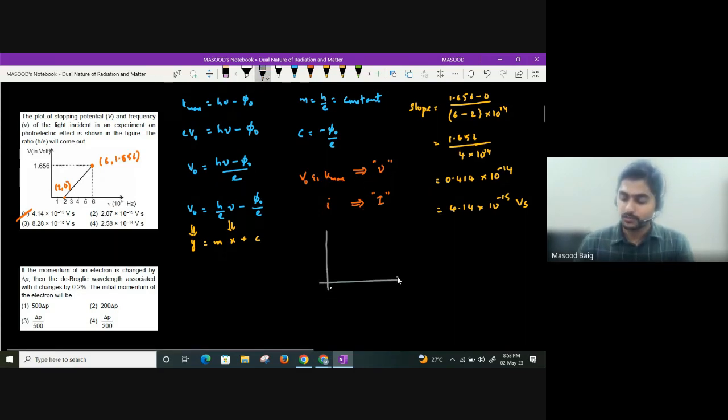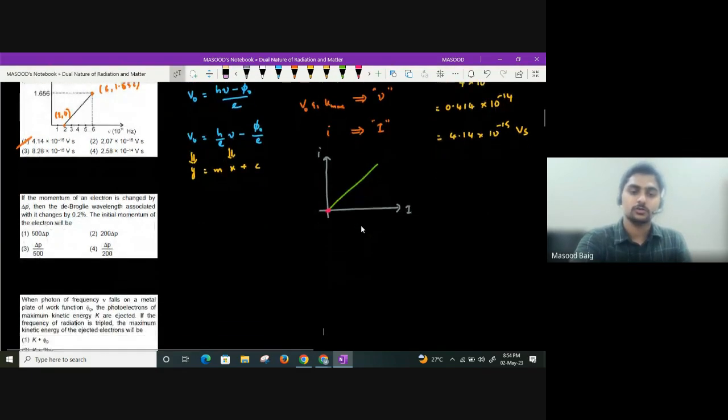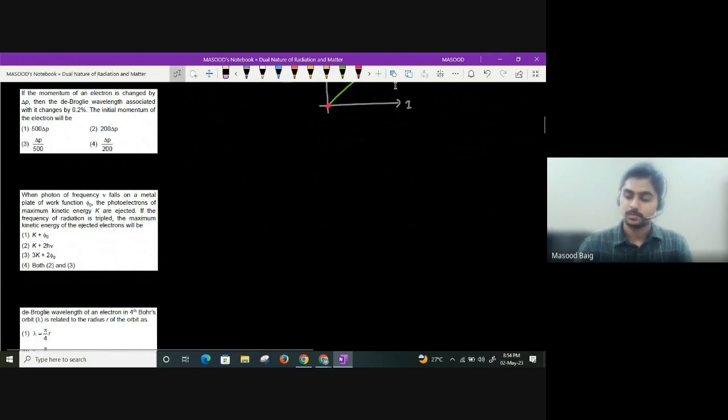If I plot the variation of current versus intensity, it will follow a straight line passing through the origin. Whereas the variation of stopping potential and frequency follows a straight line, but does it pass through the origin? No. But current versus intensity will pass through the origin, guys. Clear, all of you? Yes or no? Let us see the next question.